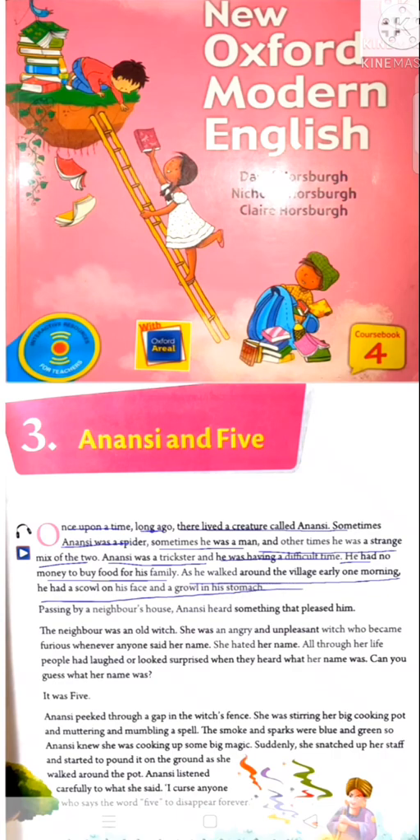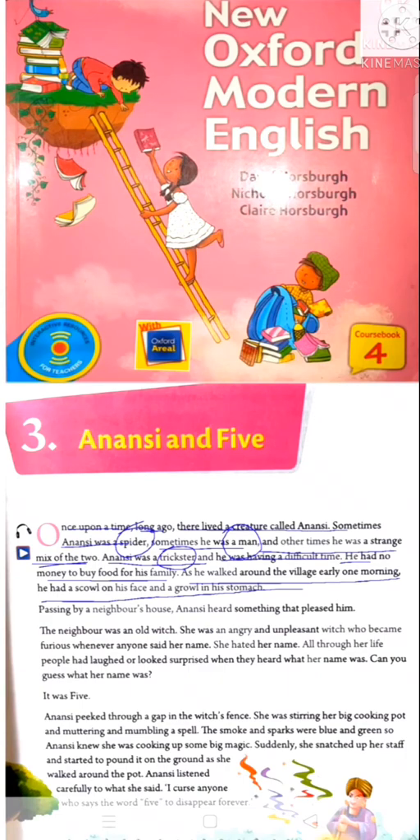So what you can see in this particular paragraph is that this story is about a creature whose name is Anansi. And as I said, Anansi is a trickster, as it is mentioned here. And it was a spider, sometimes it was a man, as I said. Sometimes it takes the shape of a spider, sometimes it transforms into a man. And sometimes you will find it is a mix of two, meaning spider and man. It will be transforming its body into a man and a spider.